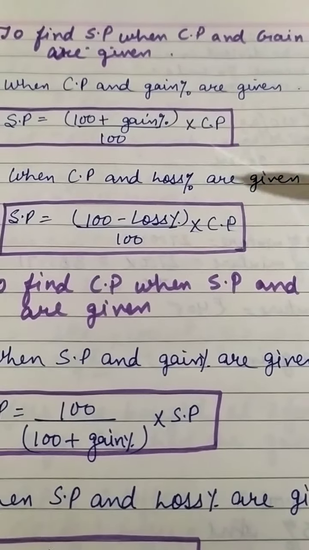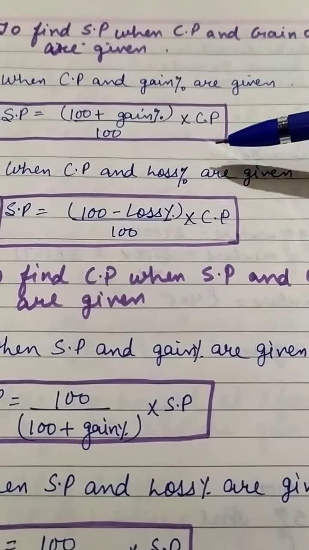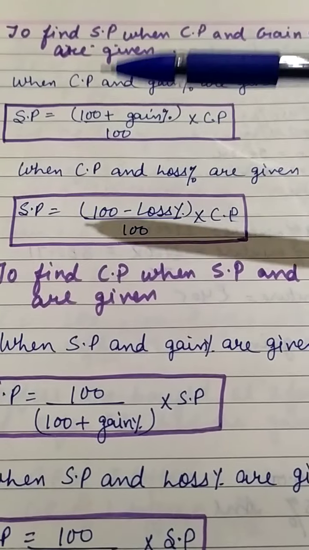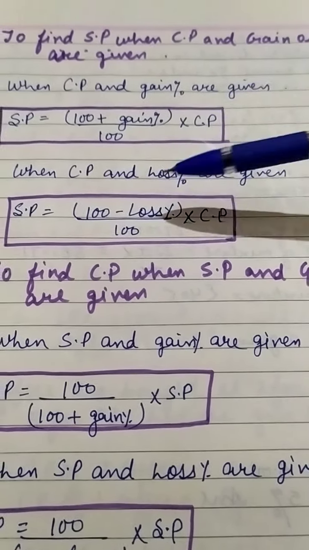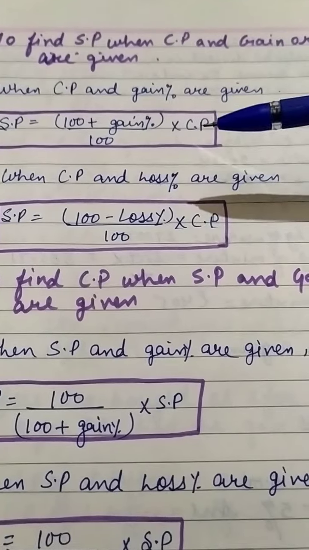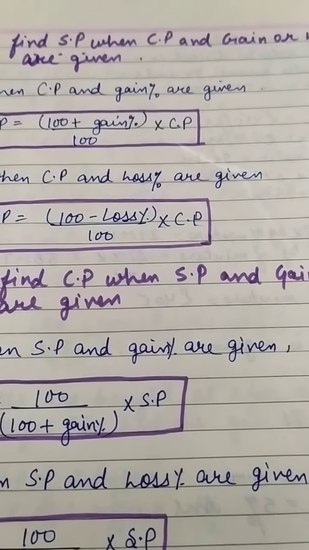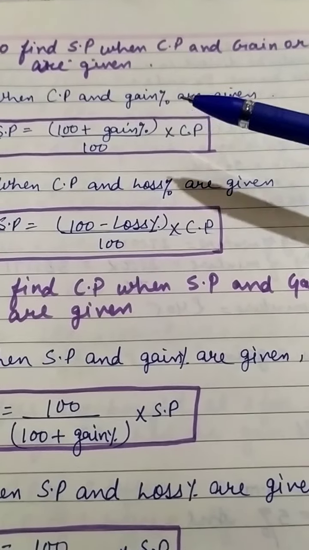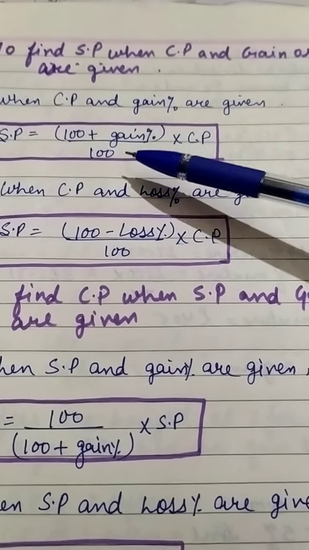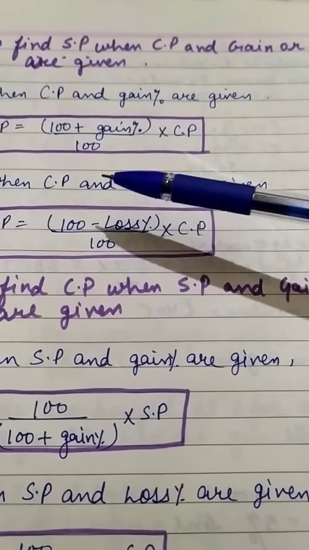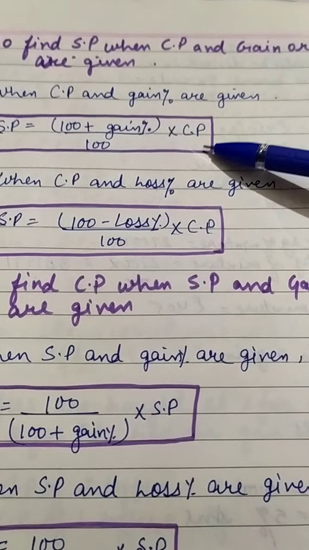But this is the direct formula, children, if we have CP and gain percent given and we have to find out SP. So we can put this direct formula, instead of first of all finding out gain and then CP. So we can also use this direct formula, that is (100 plus gain percent) upon 100 into cost price.